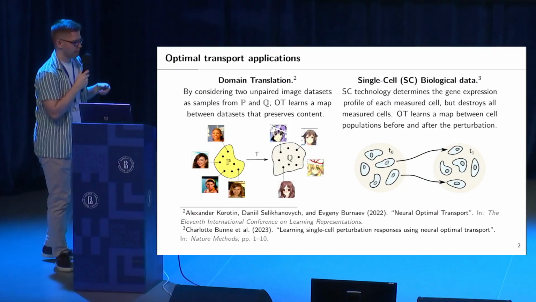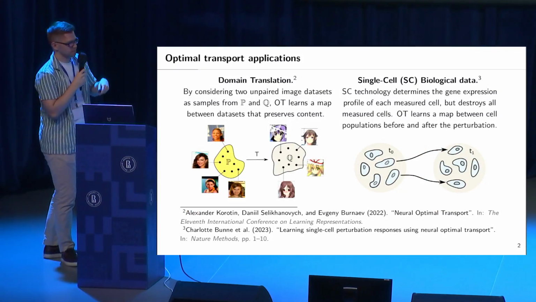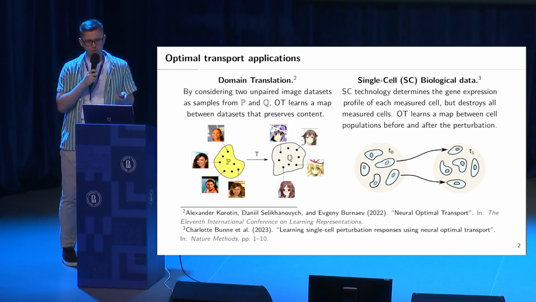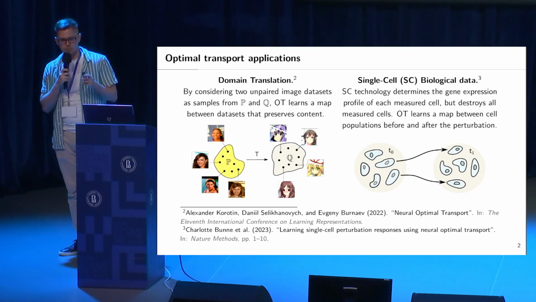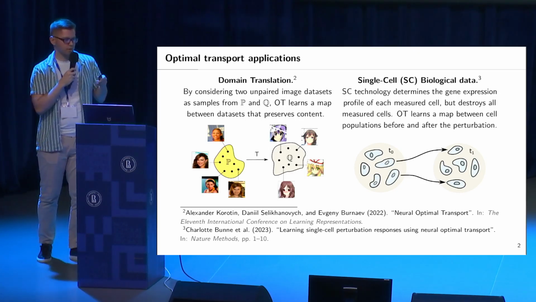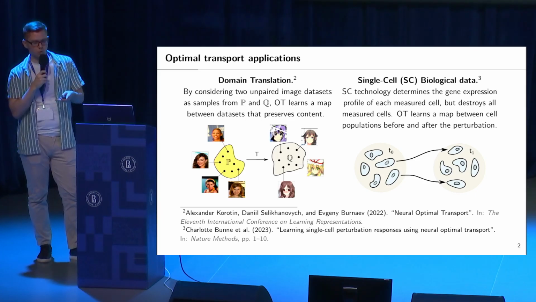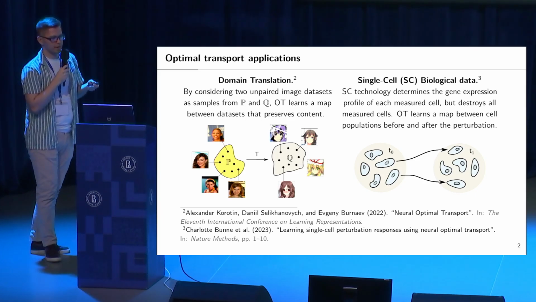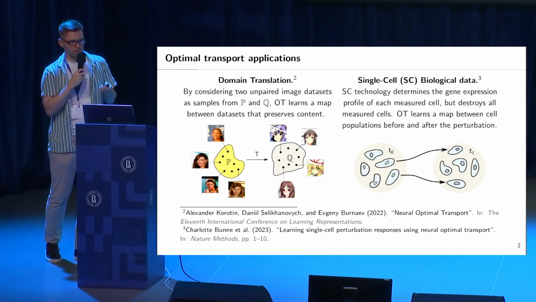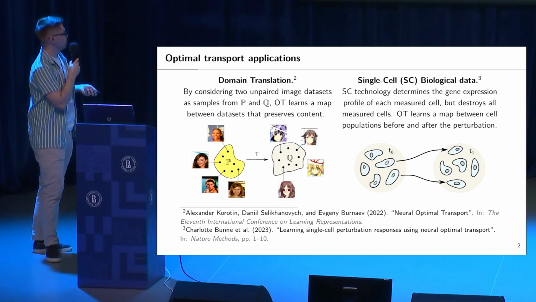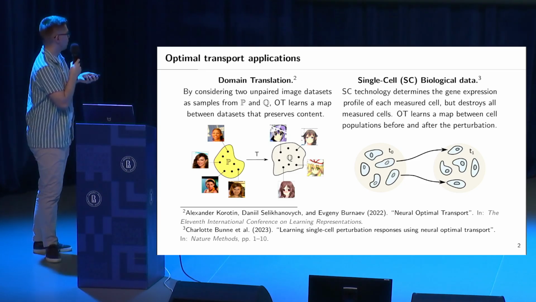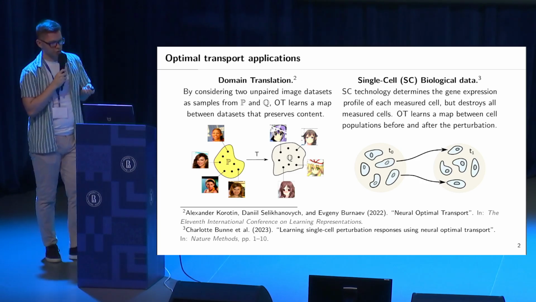And we want to find a map which will redraw images in different style, but the important moment is that we haven't any pairs. So it is a completely unsupervised problem. And the second important branch of applications is about using it to analyze single-cell biological data.